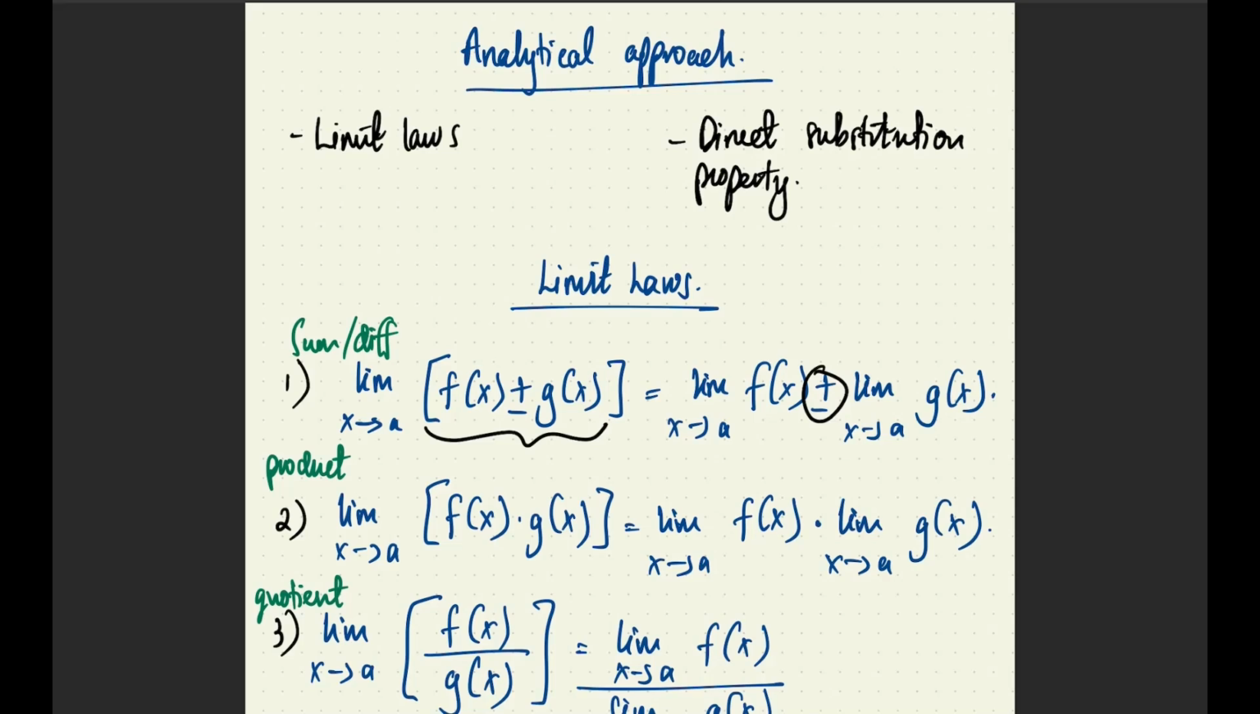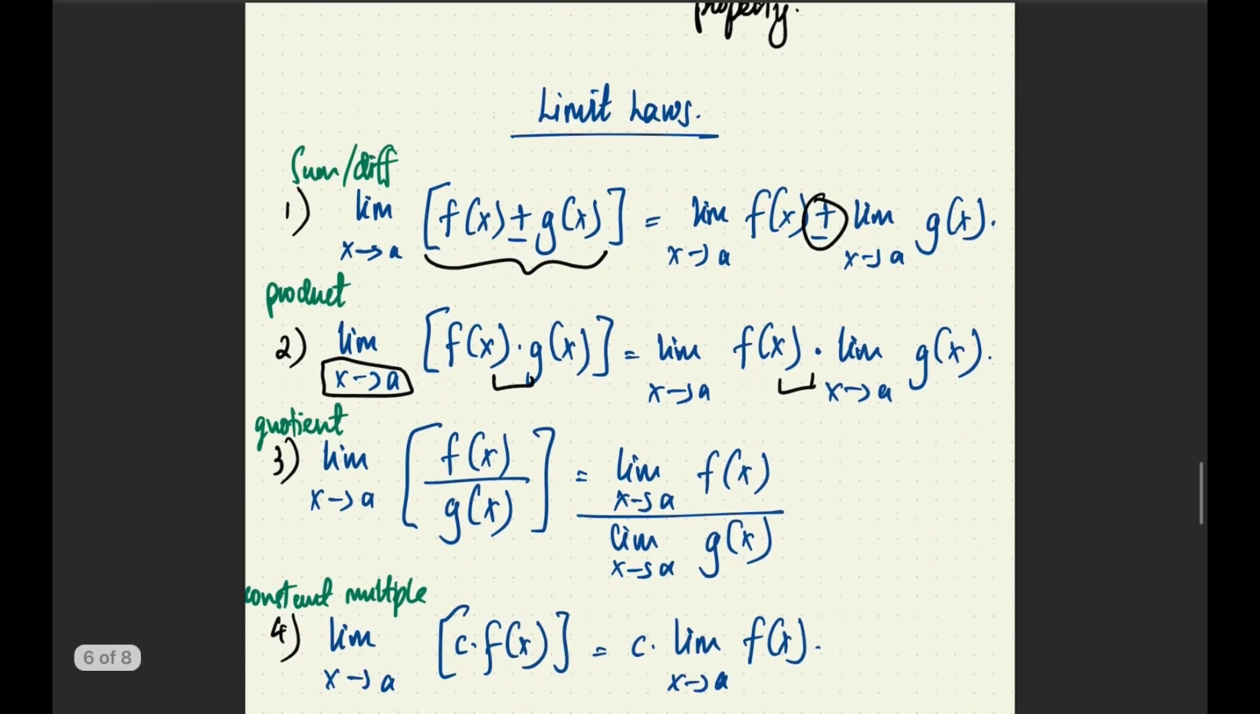The second law is the product law. So this basically tells us that the limit of a product is a product of the limits. So the limit of f of x multiplied by g of x is the same thing as the limit of f of x multiplied by the limit of g of x, provided x approaches the same number a in all the cases. The third law is the quotient law.